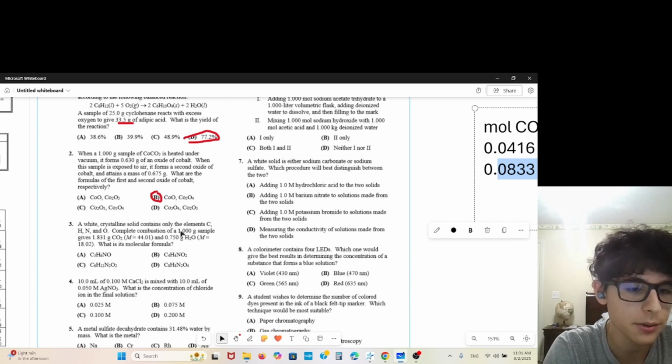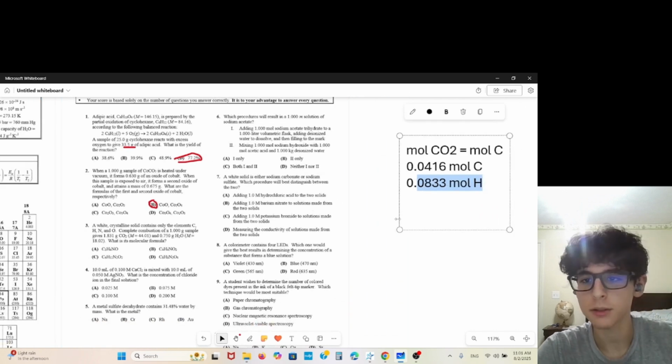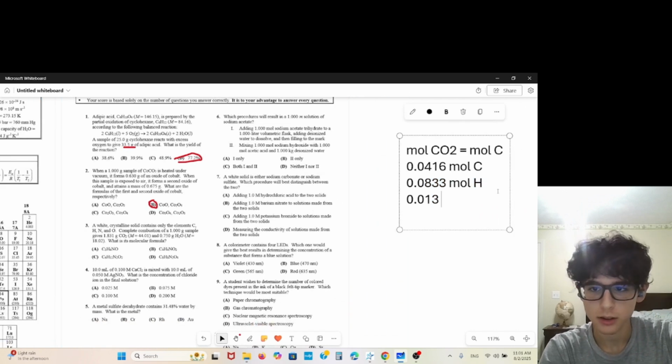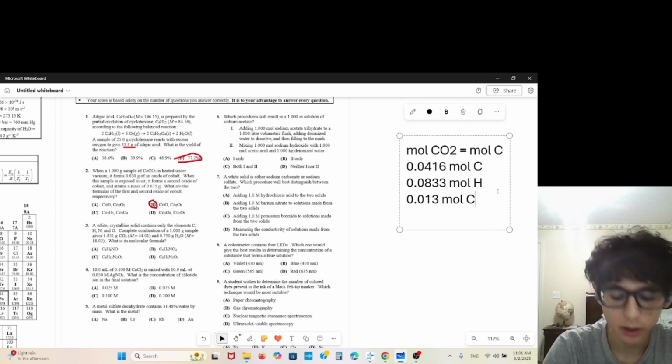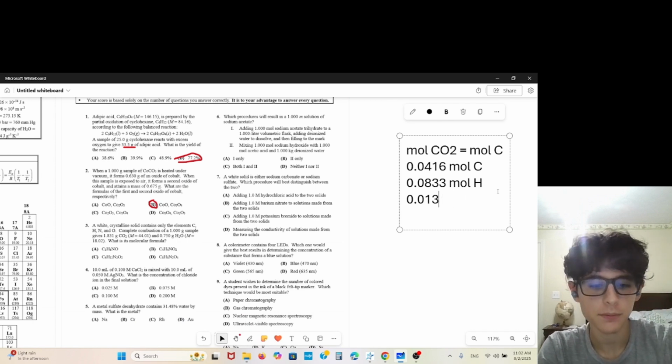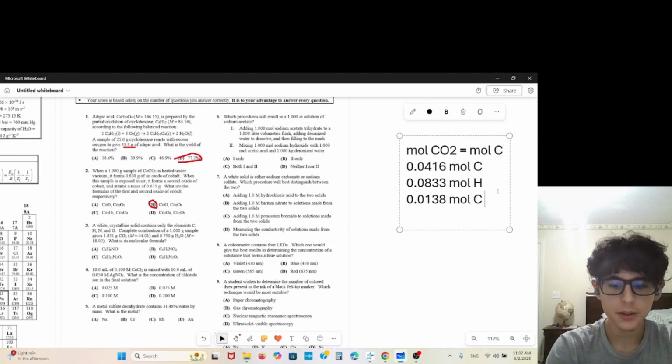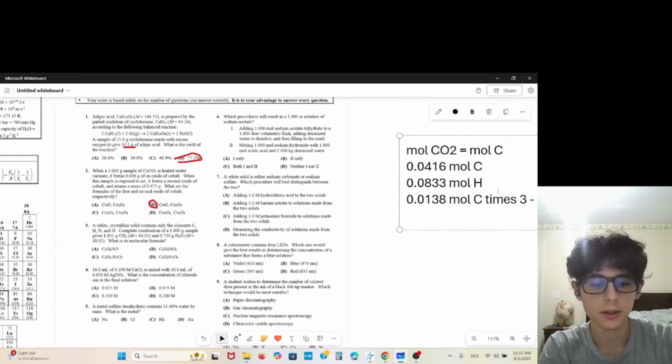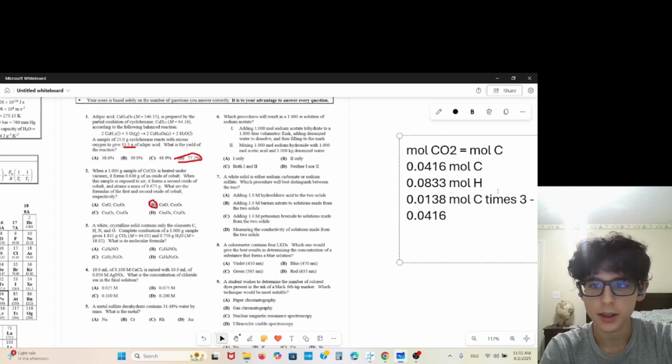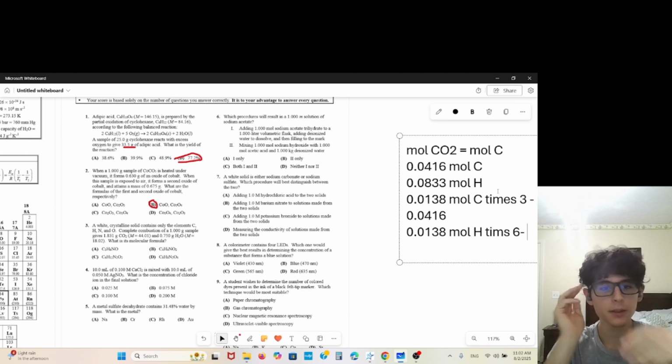The molar mass is 12 times 3, plus 6, plus 14, plus 16. So 1 over 72. Okay, we get 0.0138 moles C. Now we're going to multiply that by 3. We get 0.0416, simple calculation. And multiply by 6, 0.0138 mole H times 6. So this A works.